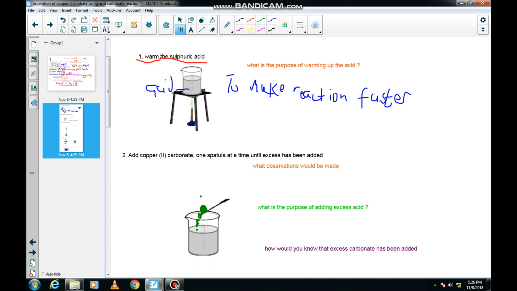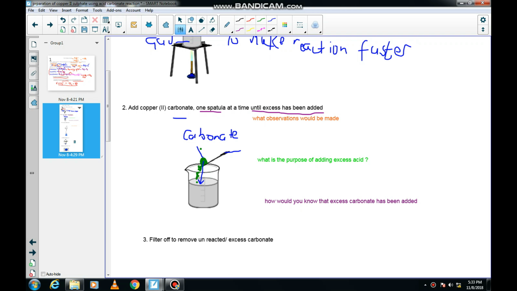All right, and then step number 2 is to add your carbonate, but you don't just pour the whole carbonate into the acid at once. You add it one spatula at a time until excess has been added. The word excess here means more than enough, more than is required, more than necessary.